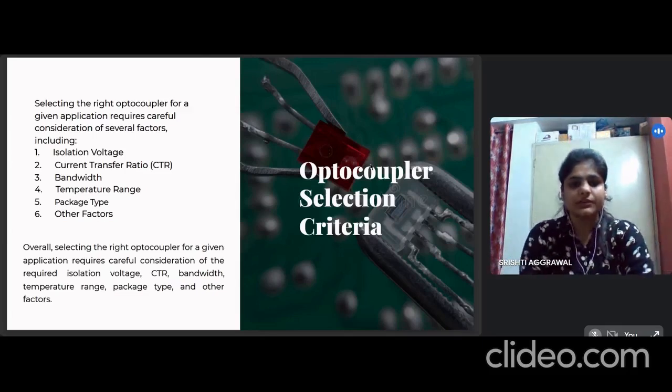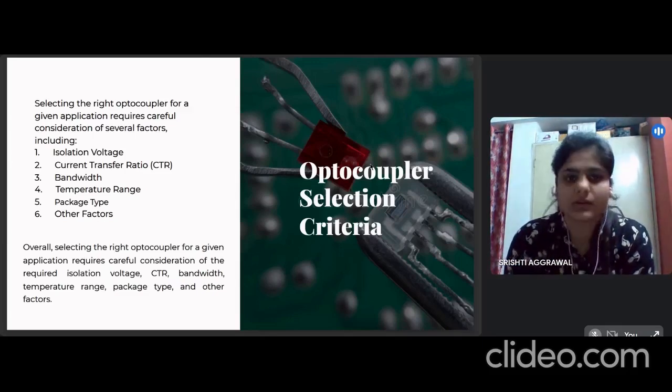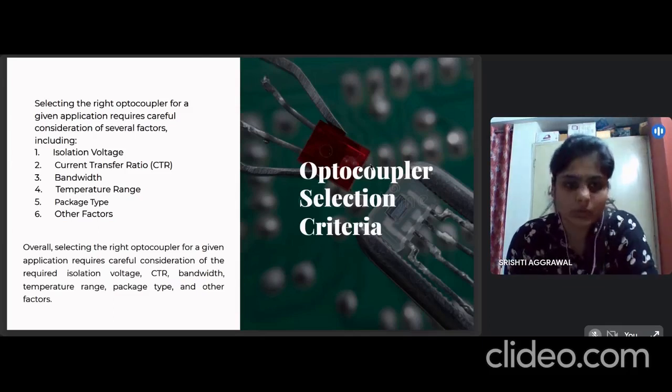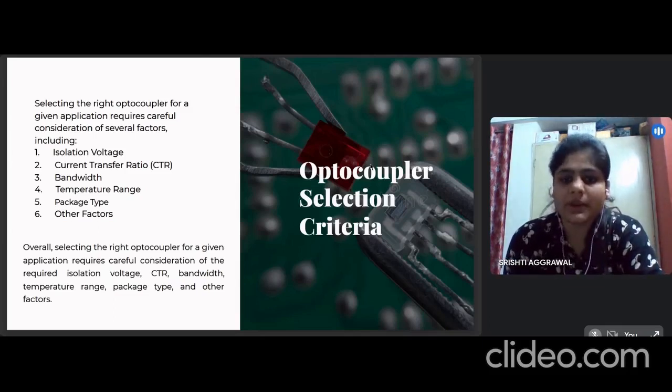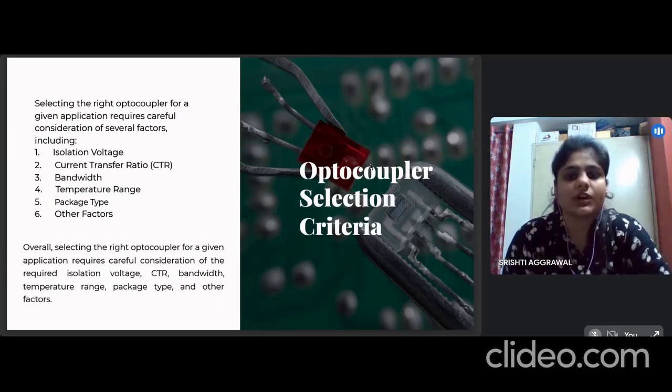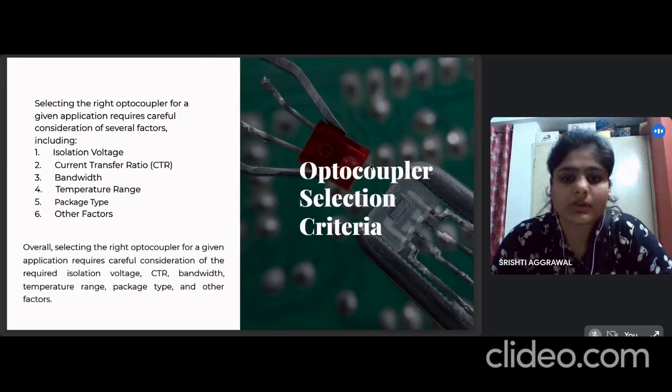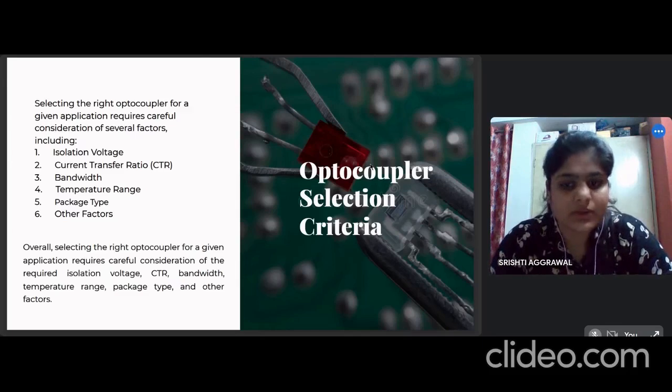The next factor which should be considered in selecting the optocoupler is bandwidth. The bandwidth of the optocoupler determines the maximum frequency of the input signal that can be accurately transmitted. The required bandwidth is determined by the frequency range of the input signal and the speed of the output circuit. The next factor is temperature range. The optocoupler must be able to operate reliably over the temperature range of the application.